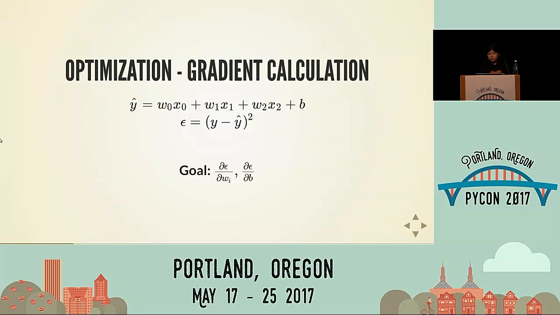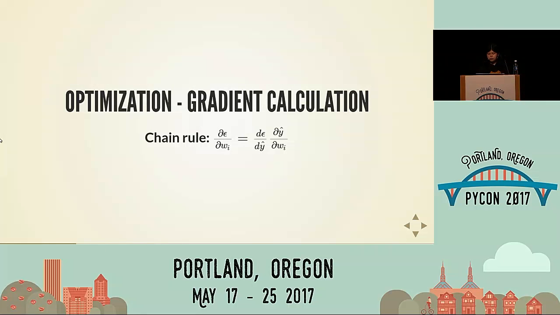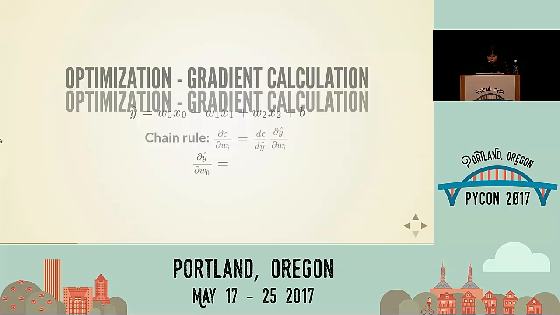So we need to be able to calculate the gradient of our cost or error, and that's depicted with epsilon here, with respect to each of the weights and the intercept. Those are our goals. Applying the chain rule, we can break them up into two pieces: the gradient of the cost with respect to the predicted y hat, and the gradient of y hat with respect to the weight. So let's calculate those.